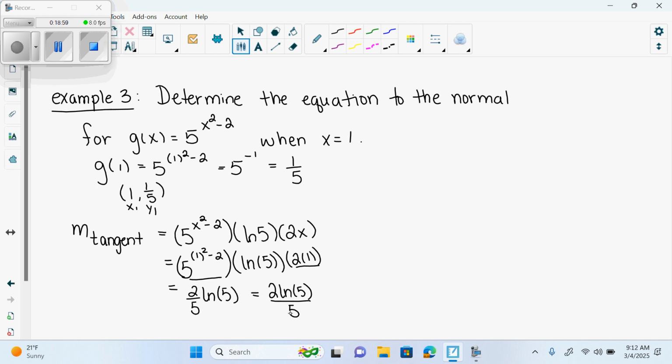And I want a full fraction because I want to be able to flip that fraction, correct? To get m normal. So m normal is the negative reciprocal slope, because m normal is the perpendicular slope to that. That's why you get taught about perpendicular slopes in grade 10. Everything you're taught in 10, 11, and 12 is for calculus. It's called pre-calc. Okay? So we're going to get negative 5 over 2 ln 5. And then we get y minus 1/5 equals negative 5 over 2 ln 5, which is just a lovely slope, times (x minus 1).